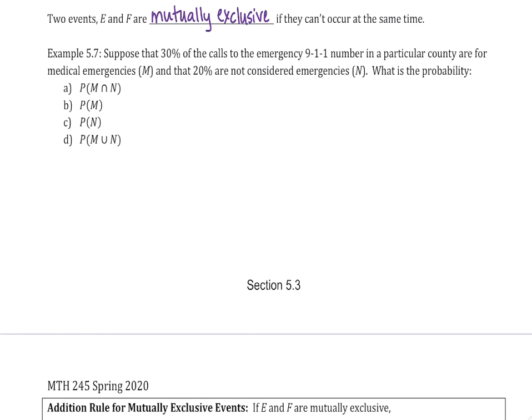So take a look at example 5.7. We know that 30% of the calls to the emergency 911 number are for medical emergencies and 20% are not considered emergencies. Now there's plenty of other types of calls. So we can think of what's going on in this problem. You have your medical emergencies and you have your not medical emergencies. And then we have your emergencies and your not emergencies. So we still would use a hypothetical table.